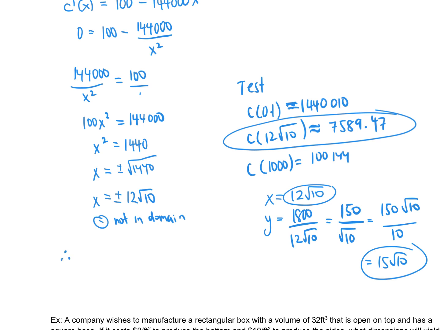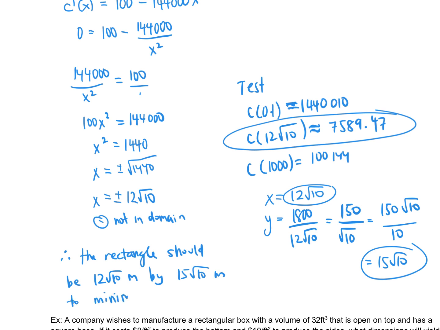Therefore, the rectangle should be 12 root 10 meters by 15 root 10 meters to minimize the cost.